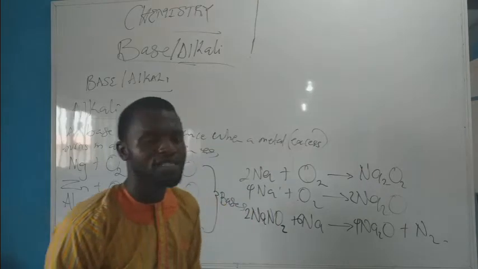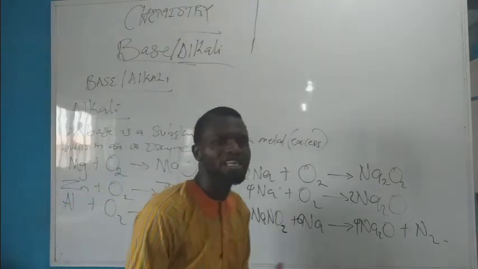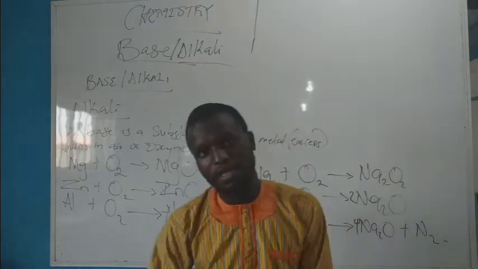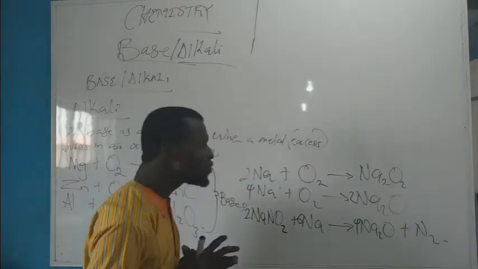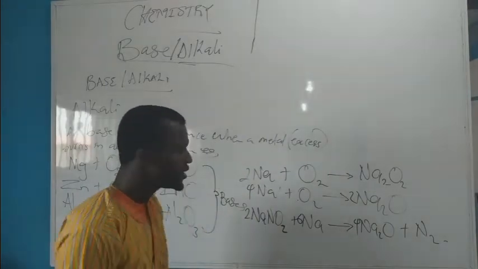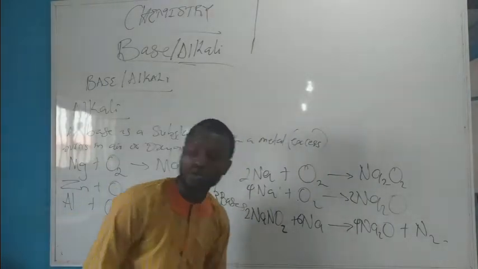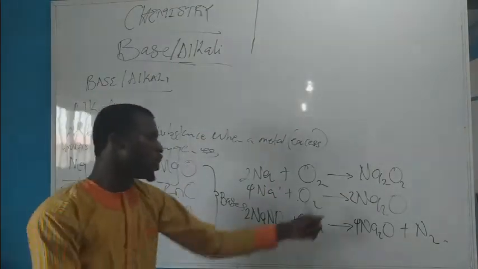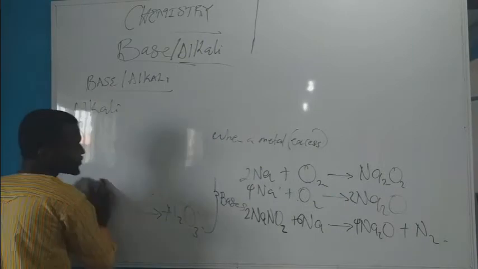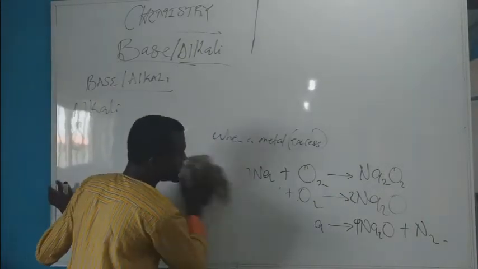Do you understand? Some may say by heating sodium in insufficient air. But the question is, how do you determine that the air is insufficient? Do you understand? So the simple way to obtain sodium oxide is by heating sodium nitrite with excess of sodium to give you sodium oxide. Now, that is for base.